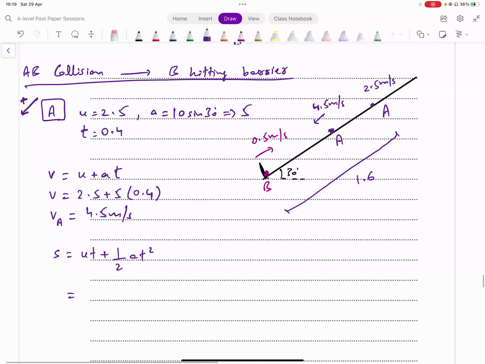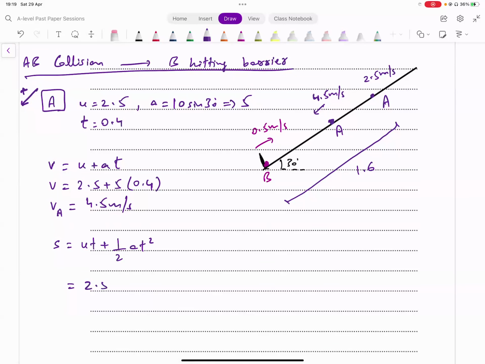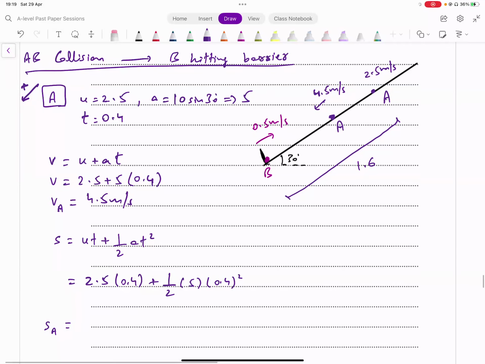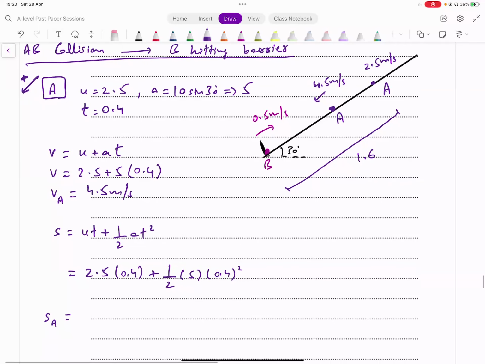Let's see what that gives us. U is 2.5 into time taken 0.4 into plus 1 over 2 into A, which is 5 into 0.4 squared. इससे हमें A का डिस्टेंस ट्रैवल्ड मिला कुल B के बैरियर को हिट करने तक। ठीक है, ये देखते हैं कितना आता है। 2.5 into 0.4 plus 2.5 into 0.4 squared. This is giving me 7 over 5. That's 1.4 meters. Okay. ये मुझे क्या मिल रहा है, 1.4 meters.